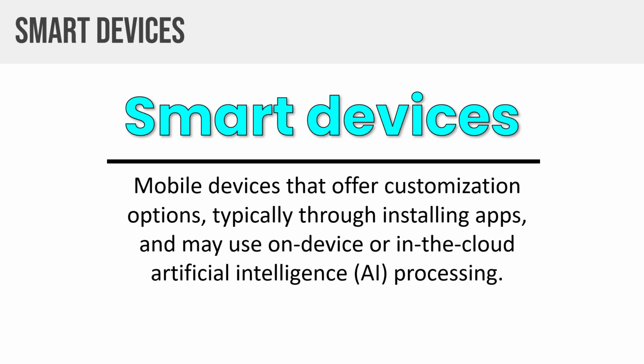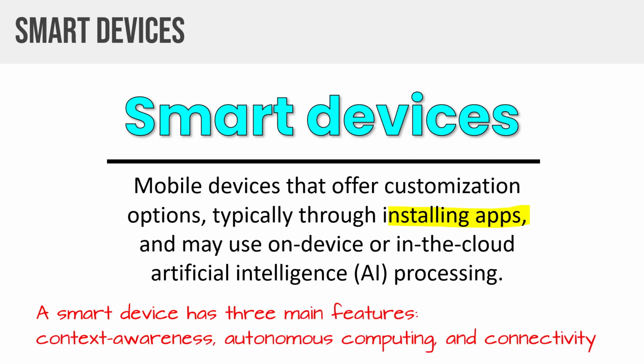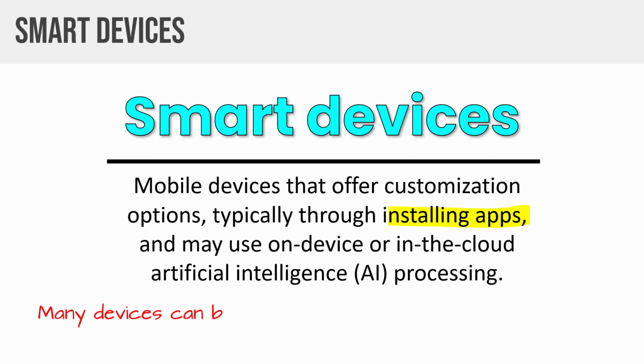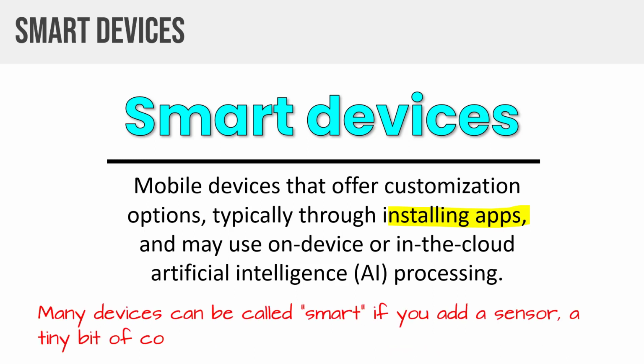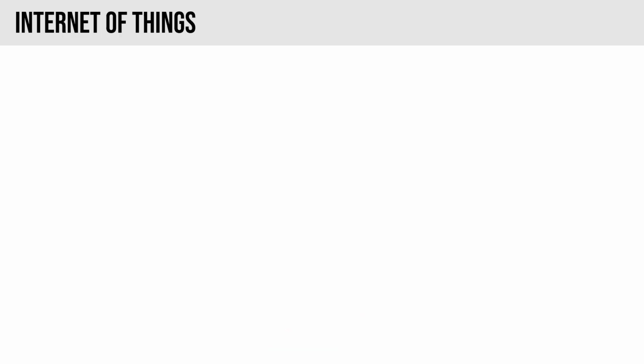Now, smart devices are mobile devices that offer customization options, typically through installing apps, and may use on-device or in-the-cloud AI processing. A smart device has 3 main features: context awareness, autonomous computing, and connectivity. That being said, many devices can be called smart if you add a sensor, a tiny bit of computing capabilities, and network connectivity. In that context, I could make a chair smart.